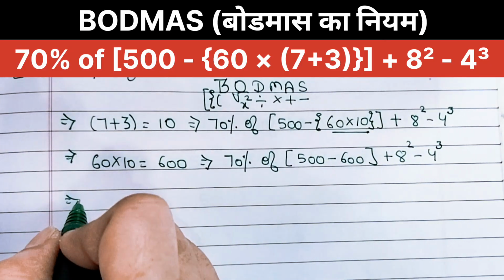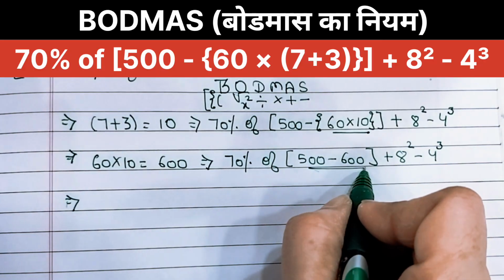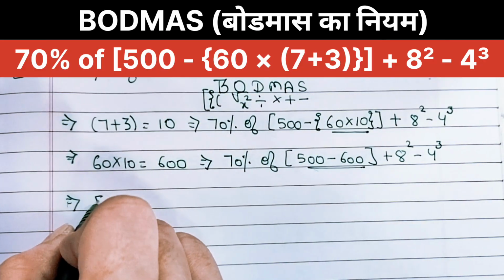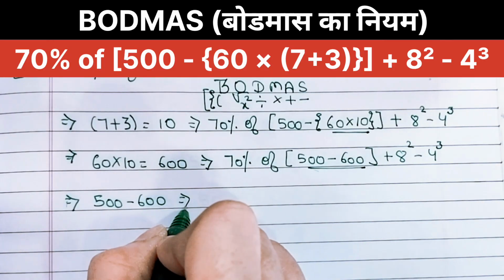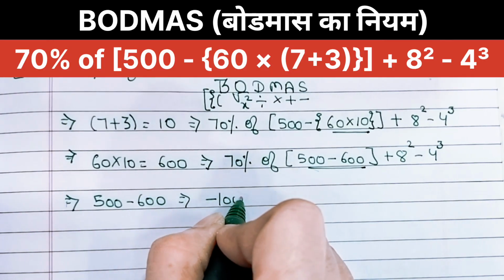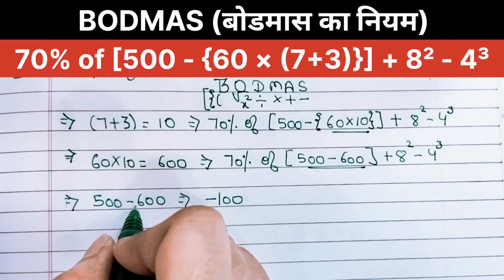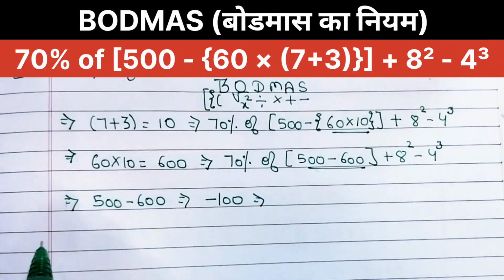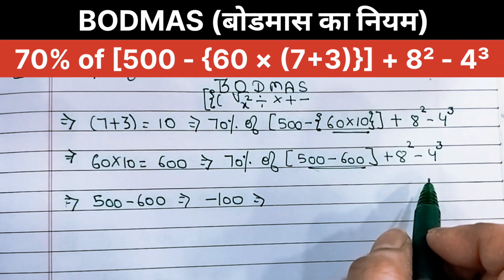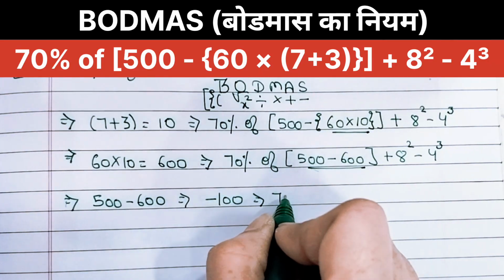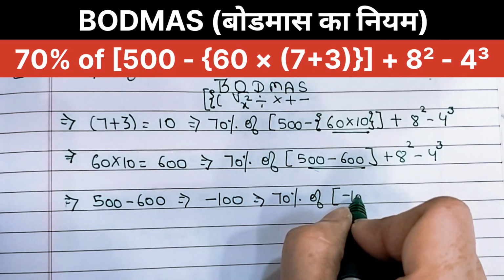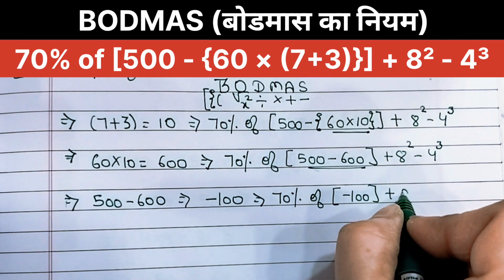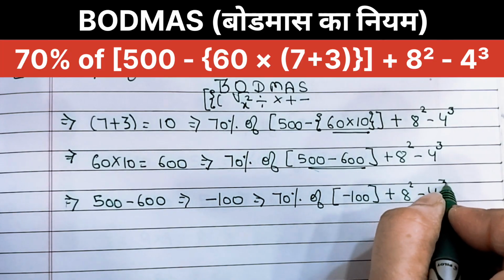Now move to the next step, simplify the square brackets. According to the square bracket, we must subtract. Now after subtracting, we'll get the answer in negative because the larger digit has a negative sign. According to this step, complete the final layer of brackets before handling the outer terms. And now the current expression becomes 70% of square bracket minus 100, plus 8 square minus 4 cube.